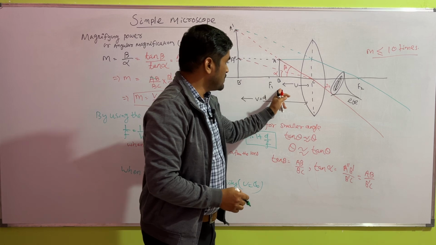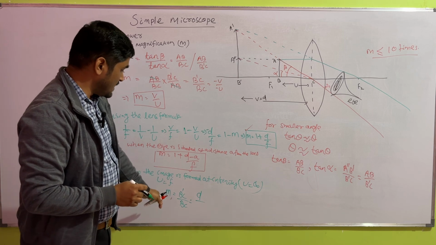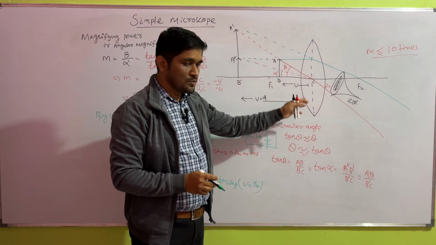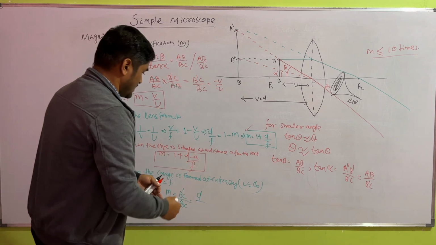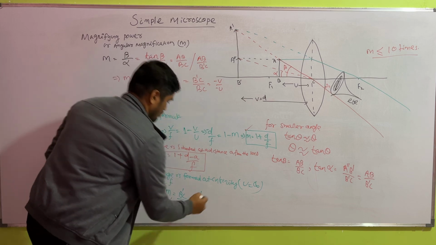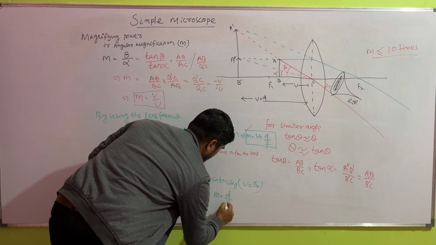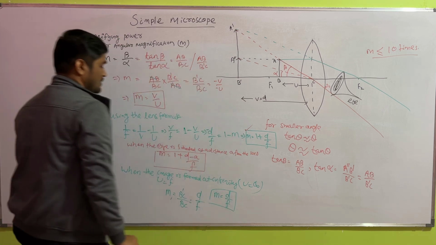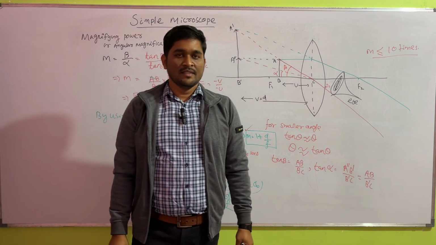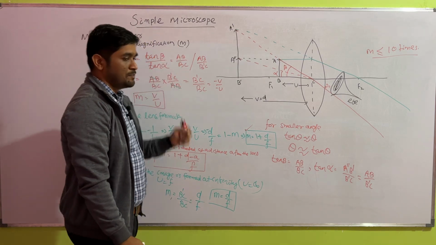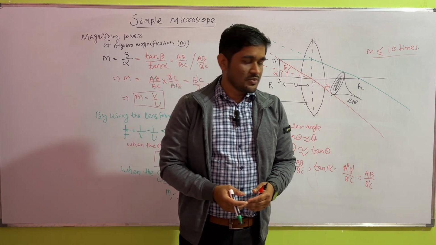And BC, for that case the image is formed at infinity, means the object should be situated at focus. So here BC, that is the object distance, is f. So the formula of magnifying power or angular magnification will be D divided by f, when the image is formed at infinity. Clear? So this is about the simple microscope or magnifying glass.